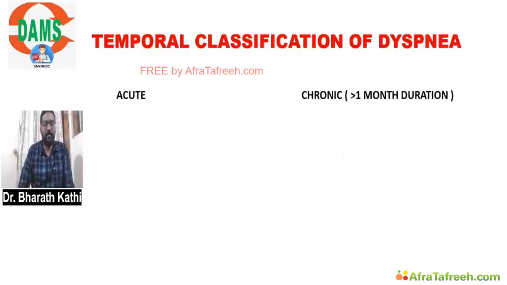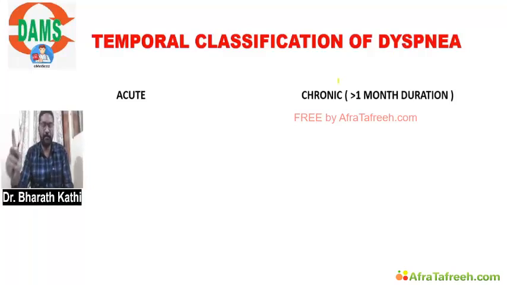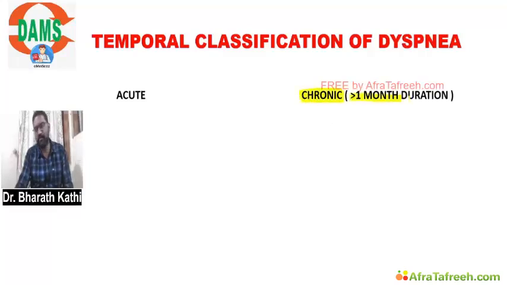And this is the temporal classification of dyspnea. Many people ask me, sir, when do you call it acute dyspnea and when do you call it chronic dyspnea? Actually, the American Thoracic Society and also the previous edition of Harrison have categorically mentioned that chronic breathlessness is a term that should be used for breathlessness of more than 1 month duration. So if a patient has breathlessness for more than 1 month, it is chronic.